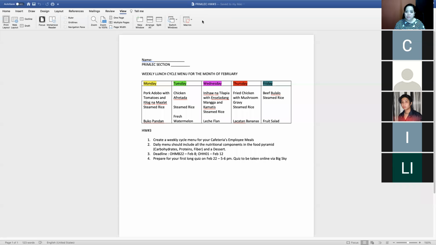Yeah, there you go. Okay, the employee meals in this cafeteria will just be requiring you a weekly cycle menu. When you say it's a weekly, since we're talking about employees, usually employees just come in Monday to Friday. So that would be 5 days of meals that I'm going to require you to make. If you create a weekly cycle menu for your cafeteria's employee meals, the daily menu should include all the nutritional components present in the food pyramid.